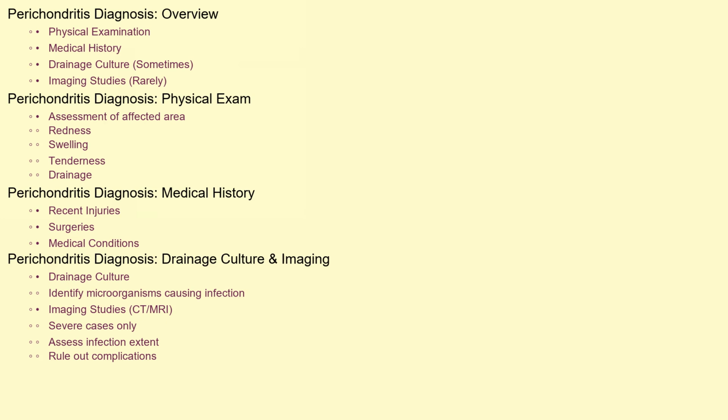Diagnosis of perichondritis typically involves a thorough physical examination by a healthcare professional. They will assess the area for redness, swelling, tenderness, and any signs of drainage. A medical history, including any recent injuries, surgeries, or medical conditions, will also be taken. In some cases, a sample of the drainage may be cultured to identify the specific bacteria or other microorganisms causing the infection. Imaging studies, such as a CT scan or MRI, are generally not required but may be used in severe cases to assess the extent of the infection and rule out any underlying complications.